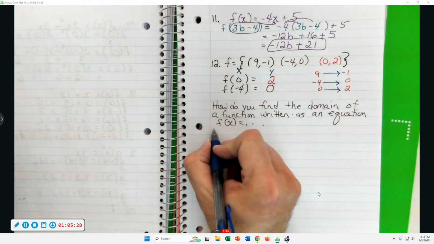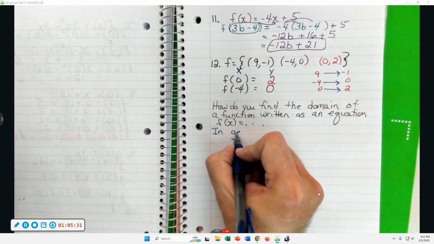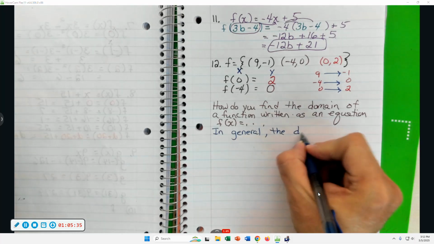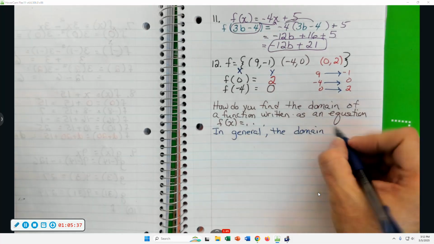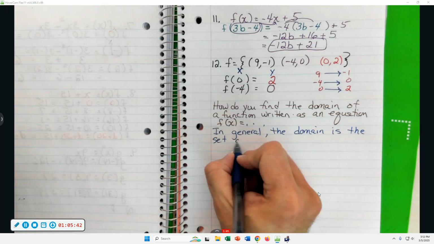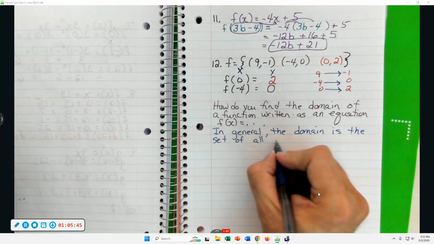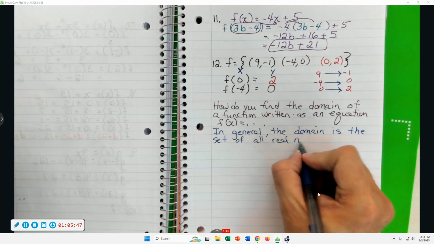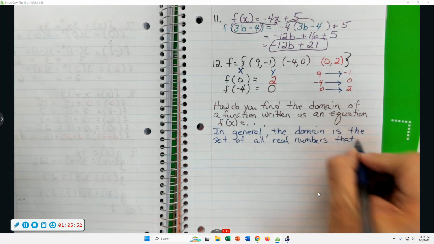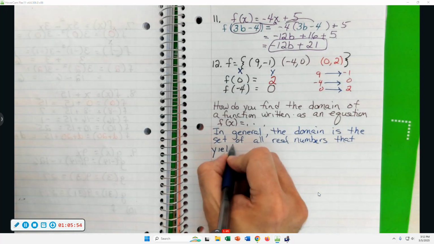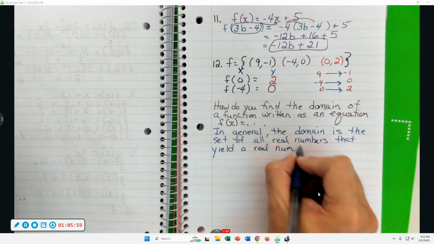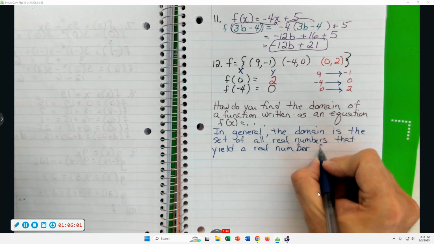Well, in general, the domain is the set of all real numbers. We don't want any imaginary numbers that yield a real number for y.